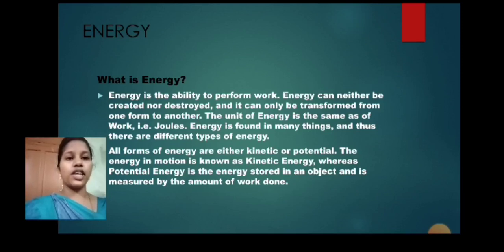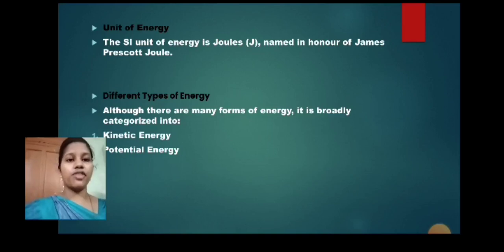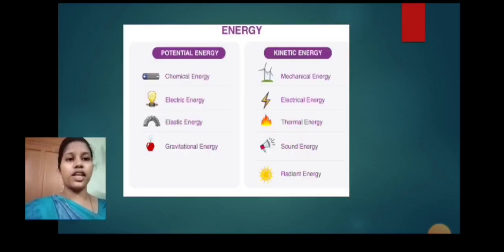Next, energy. Energy is the ability to perform work. Energy can neither be created nor destroyed. There are different types of energy. There is kinetic energy and potential energy. The SI unit of energy is joules. There are some examples for potential and kinetic energy.